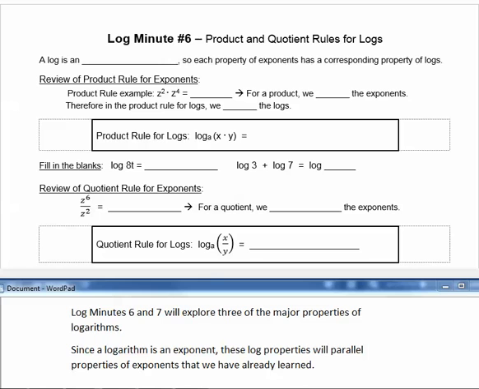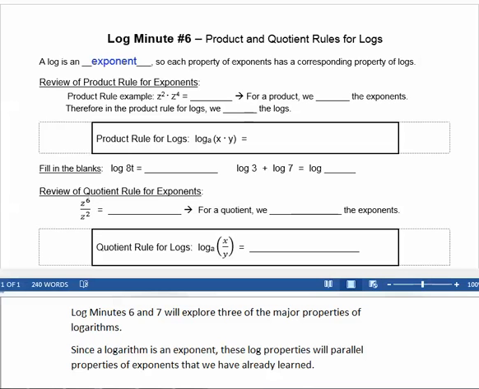Log Minutes 6 and 7 will explore three of the major properties of logarithms. Since a logarithm is an exponent, these log properties will parallel properties of exponents that we've already learned.